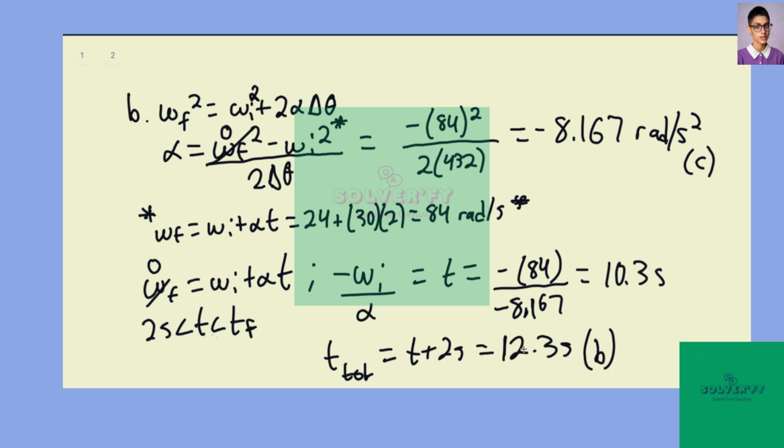So the entire thing takes 12.3 seconds. It travels a total of 540 radians, and then it comes to a stop after t equals 2 seconds in 10.3 seconds with a constant angular acceleration of negative 8.167 radians per second squared. And that's the end of the solution.